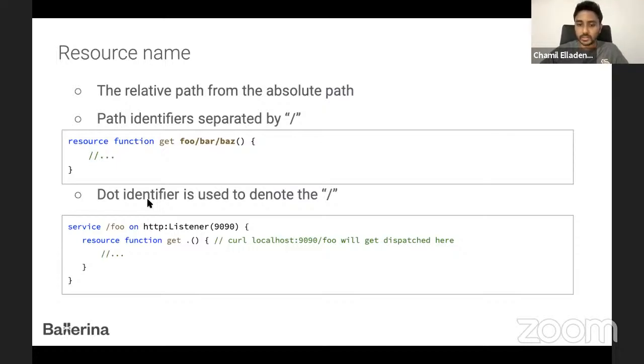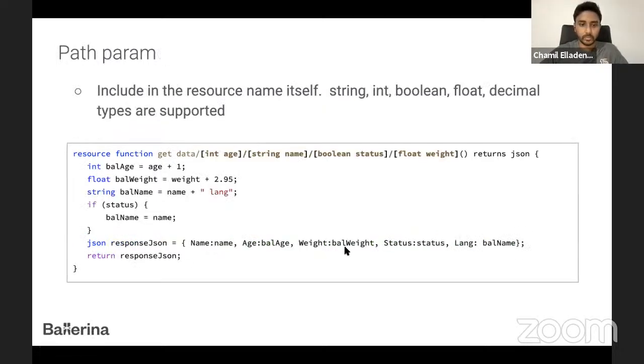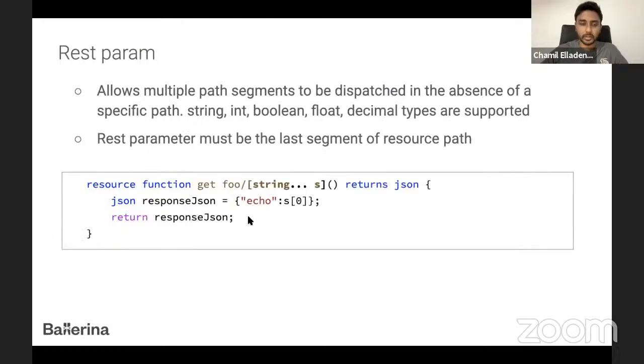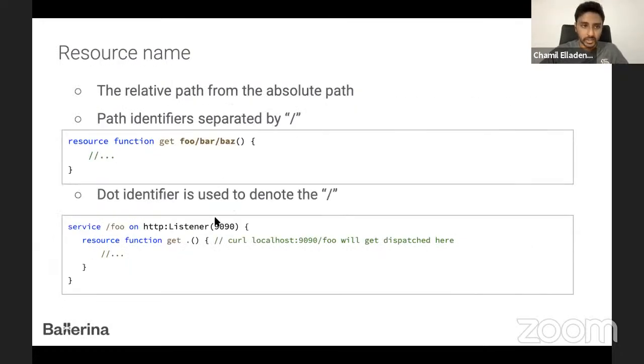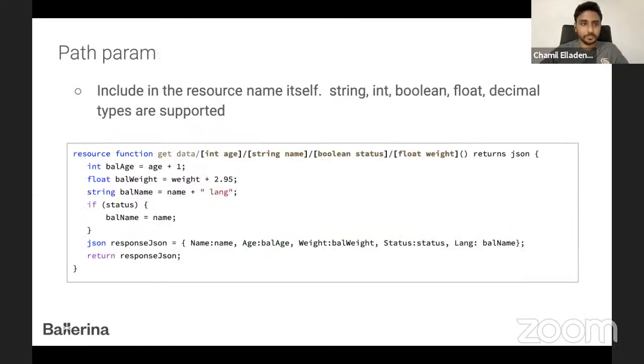When you think of it as a file system, the dot stands for the current location. So any request which has only the base path will get dispatched to this resource. So in this sample, this resource has a resource name as the dot identifier, and requests which contain only the base path will get dispatched here. All right. And one thing to mention, in the case of having special characters in the resource, you need to escape them using the \.